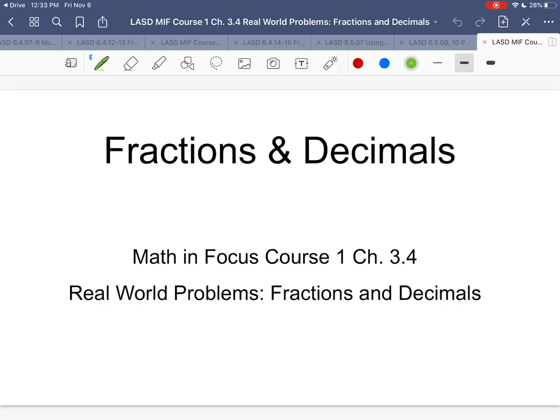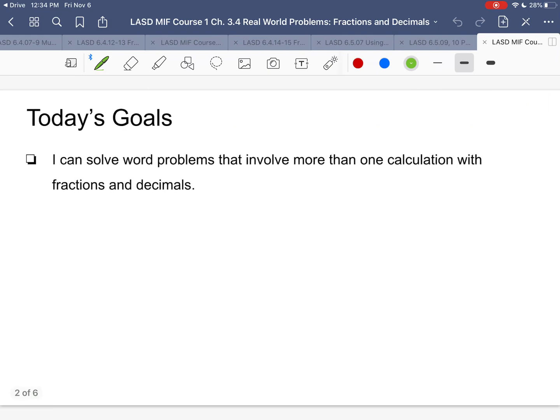Welcome back to the unit on fractions and decimals. Today's lesson is about solving real-world problems with fractions and decimals. The goal is that you can solve word problems that involve more than one calculation with fractions and decimals. And I'm not going to focus so much on the actual calculations, like multiplying which number by which and so on, but more on the plan and making sure that you have answered all the questions completely.